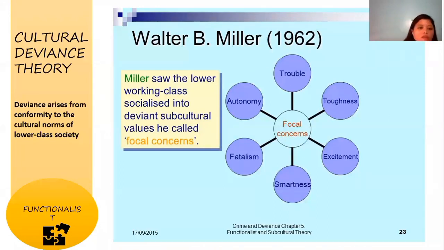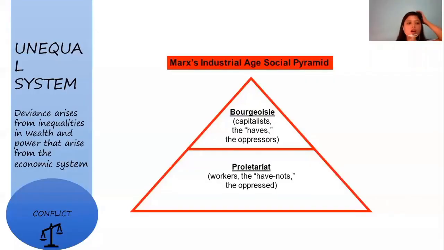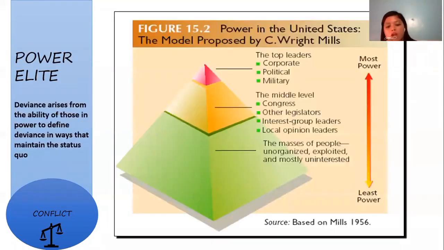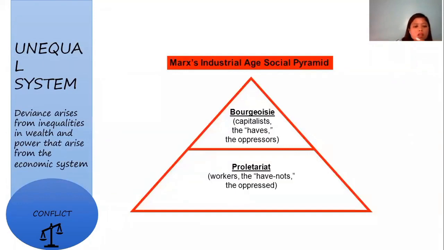And next we have here, so we are now in the conflict paradigm. Theories under the conflict paradigm are unequal system and power elite. So going back, first, what is the conflict paradigm? It views or models society as composed of groups that are continuously competing for given scarce resources. So there is a competition and conflict that exists within the society.